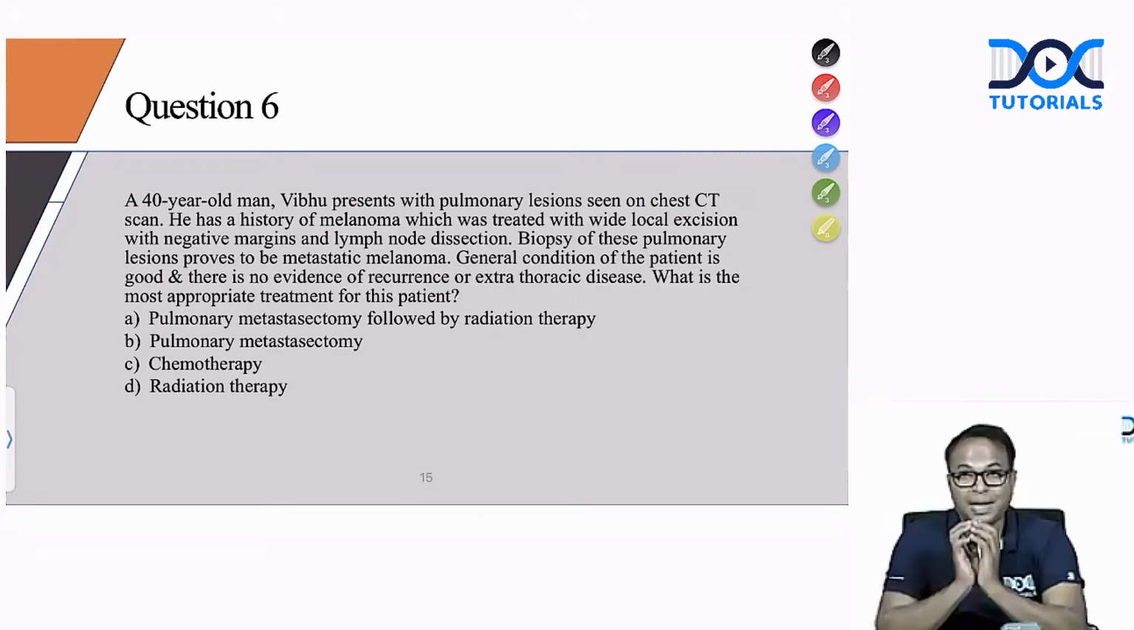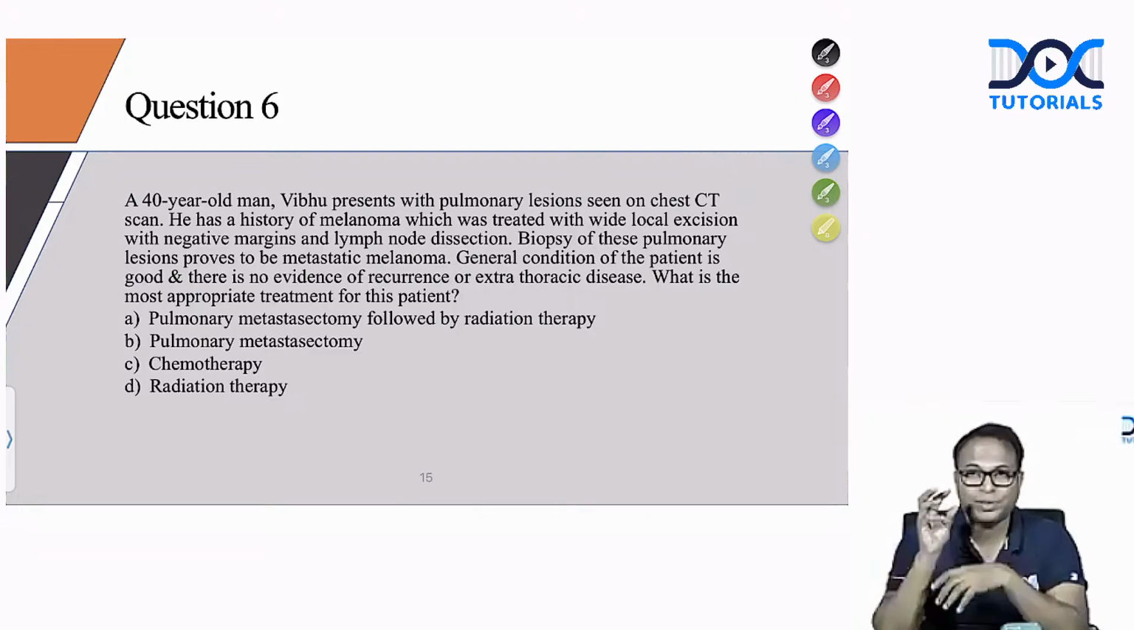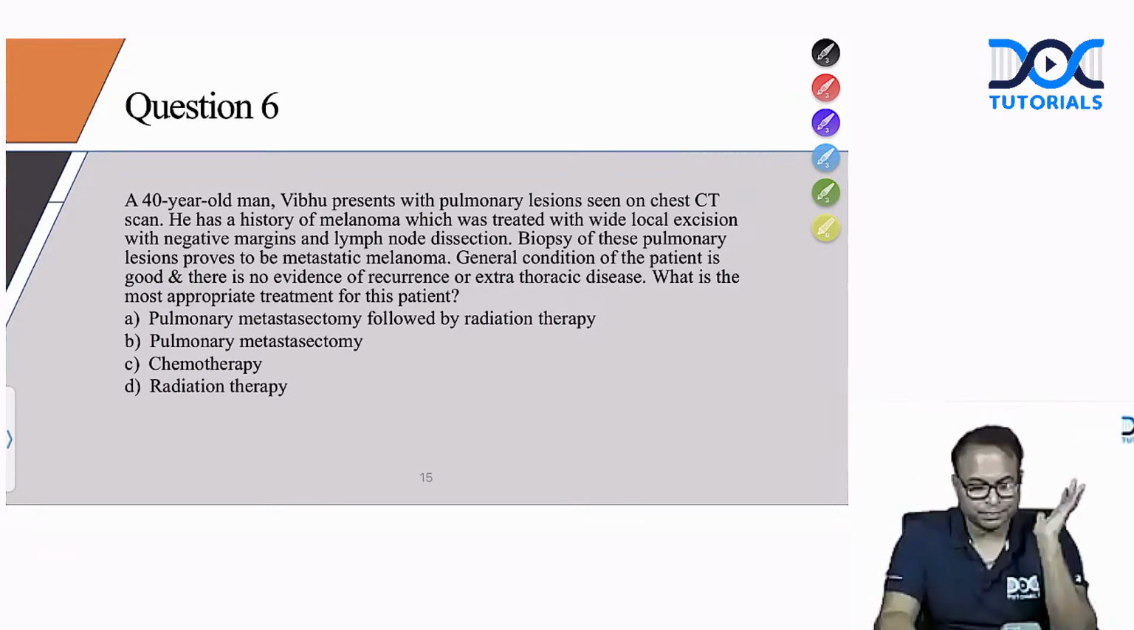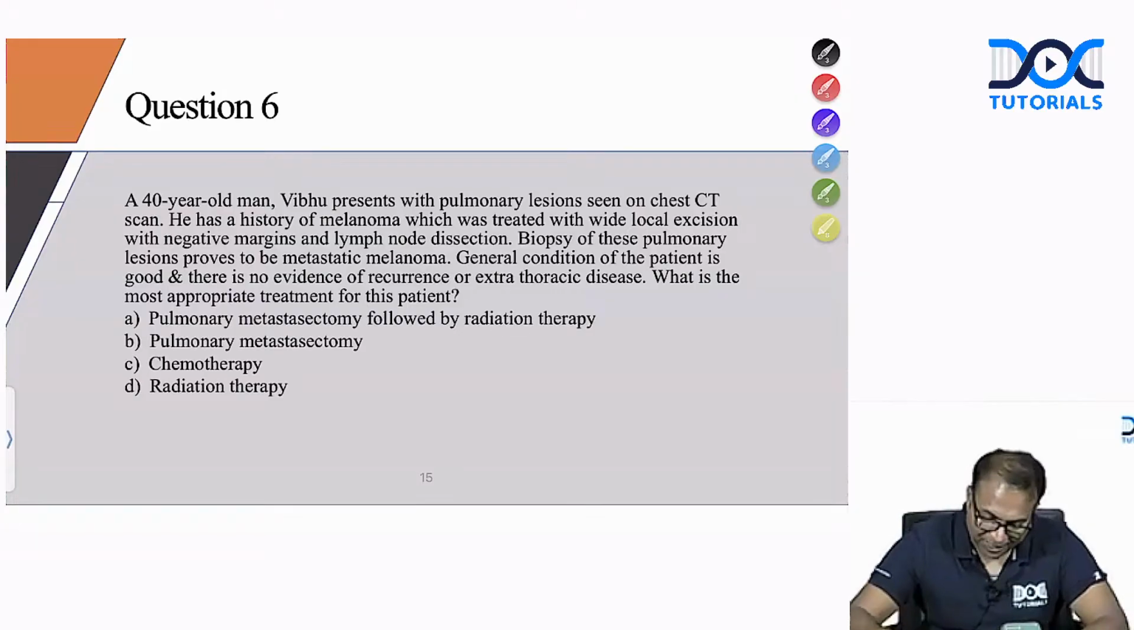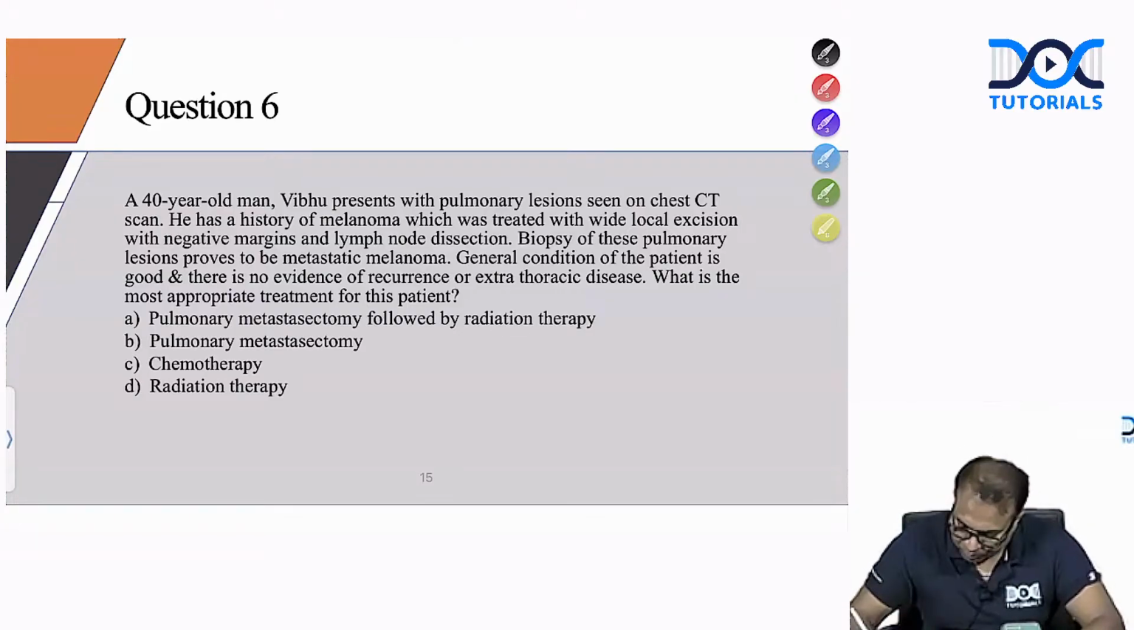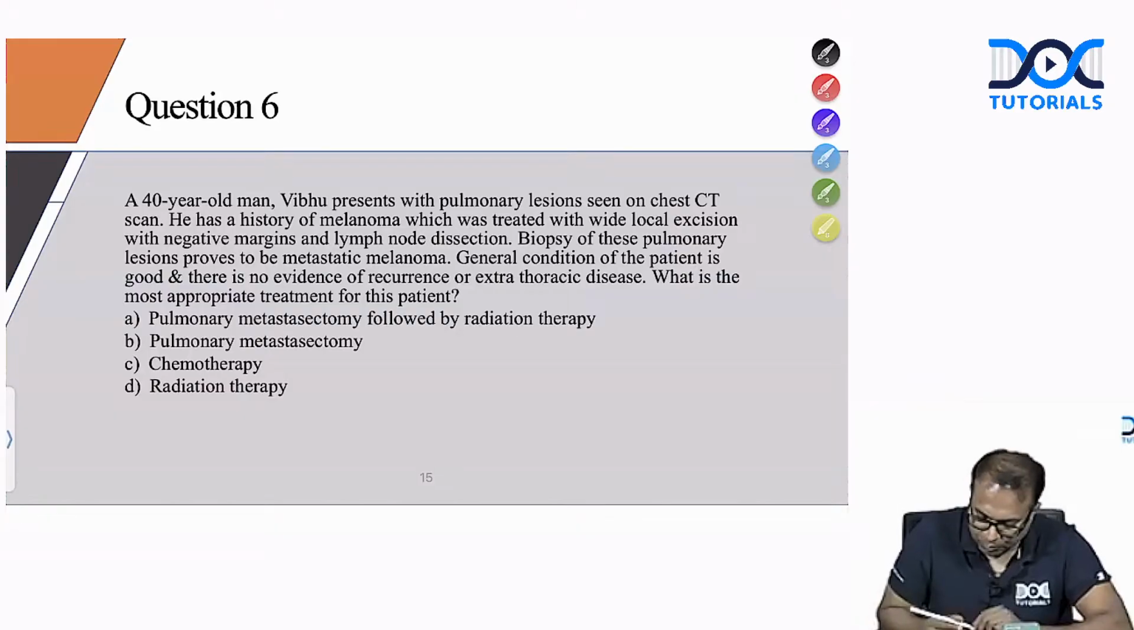So now this is a malignant melanoma, already cured. Now coming to you with the solitary pulmonary mets. Can I remove it or not? That's the question. The options are pulmonary metastectomy followed by radiotherapy, or pulmonary metastectomy, or chemotherapy, or radiation therapy. Which is correct?